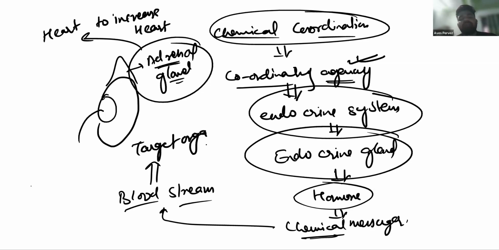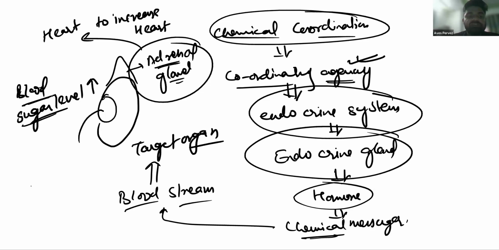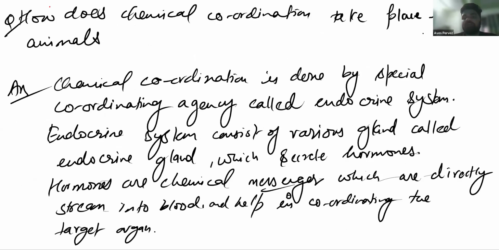For example, suppose you eat food. During that time when you eat the food, the blood sugar level increases, as a result of which the pancreas will release insulin. Insulin is mixed into the blood, and when it reaches the liver, it decreases the blood sugar level. So there is a particular target organ which starts functioning accordingly. Here is a question, please note it down: How does chemical coordination take place in animals or in human beings?